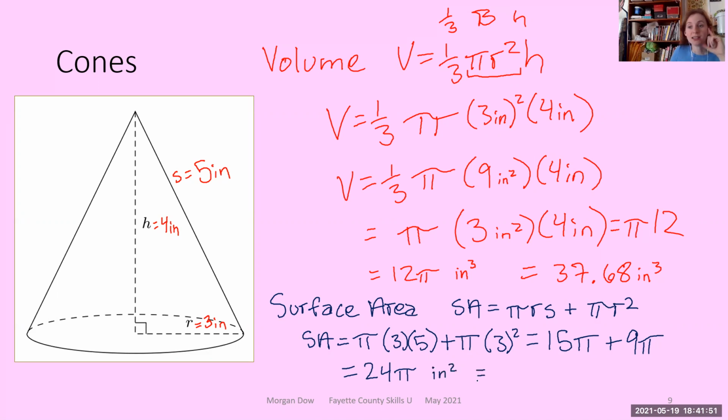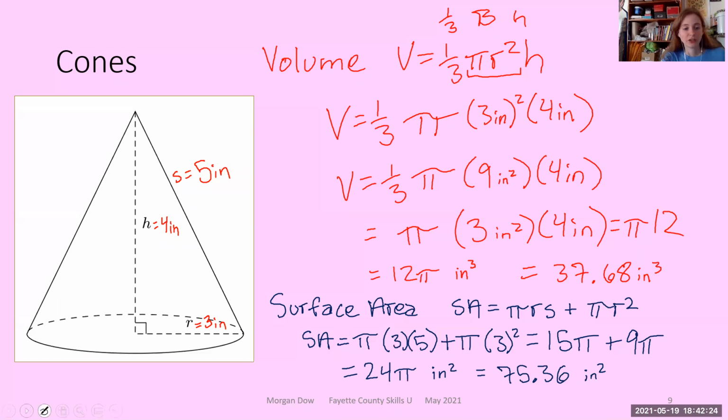And now let's say this isn't the first non-calculator section of the GED. Let's say that we're on the second section where we're being asked to use our calculator to actually multiply with decimal numbers. So 24 times 3.14 equals 75.36 square inches. So again, just an example of a couple of different ways that you could be asked to format your answer on this type of question.